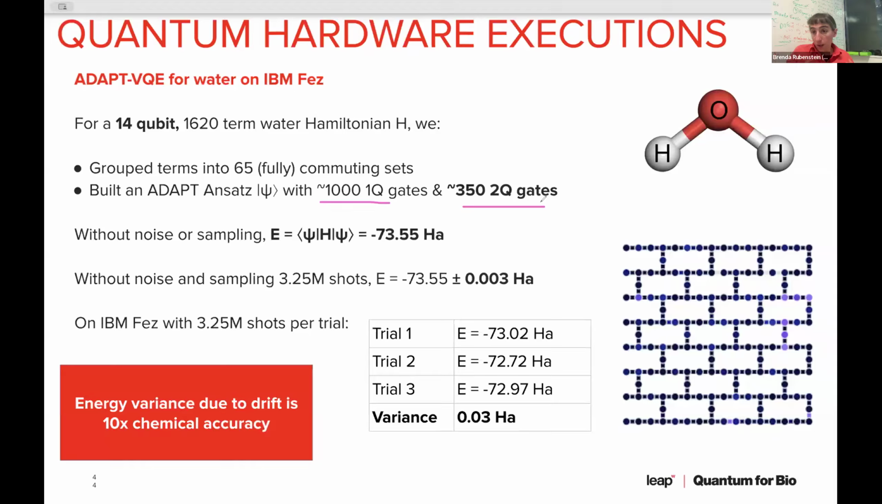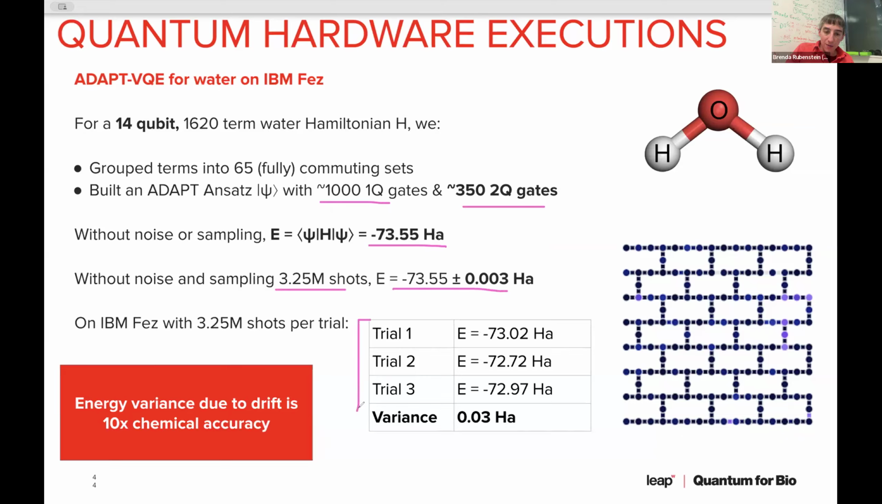And this is using, again, these coupled exchange operators. Without any noise or sampling, we get an energy of about negative 73.55 Hartrees. For those of you who know water, we're a little bit off because of the minimal basis. And I mean, this is controllably off. We know we're off from the minimal basis, and also some tricks that we're using that I might have some time to talk about. Without noise and doing sampling, we can do about 3 million shots, and we get an energy around here.